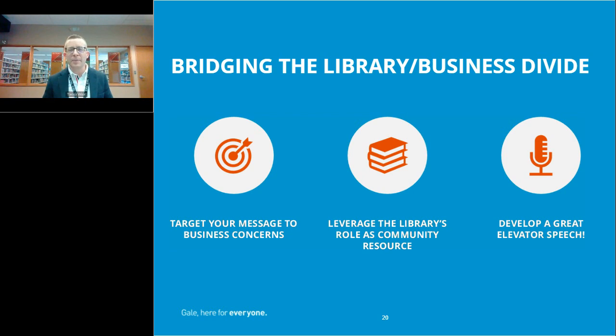A great elevator speech. As librarians, I think we already have lots of elevator speeches. We just don't call them that, and we just don't know that's what they are. Like when you're at an event, or you're going to the flea market, or the farmer's market, and the library has a stand, you're already trying to snag people's attention in 30 to 45 seconds. And that's really what you have to do with businesses.